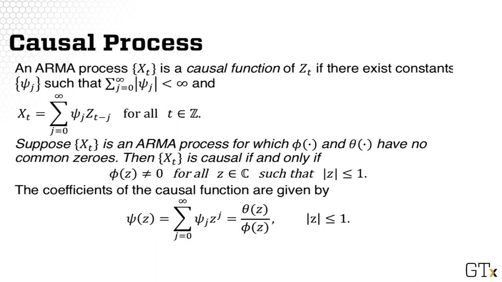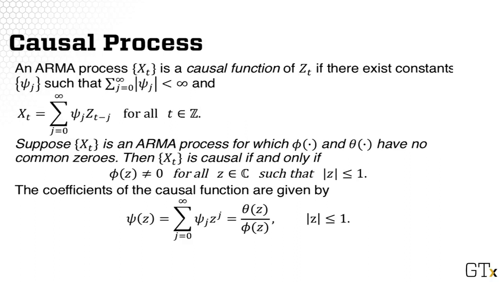The simplest example is an MA process of order q. When is an ARMA process causal? Similar to the property of stationarity, not all ARMA processes are causal. First, we assume that the two polynomials phi and theta do not have any common zeros. That means the solutions to the equation phi(z) equal to 0 are not equal to the solutions of the polynomial theta(z) equal to 0. Then a necessary and sufficient condition for the process xt to be causal is that the zeros of the AR polynomial are outside of the unit circle.